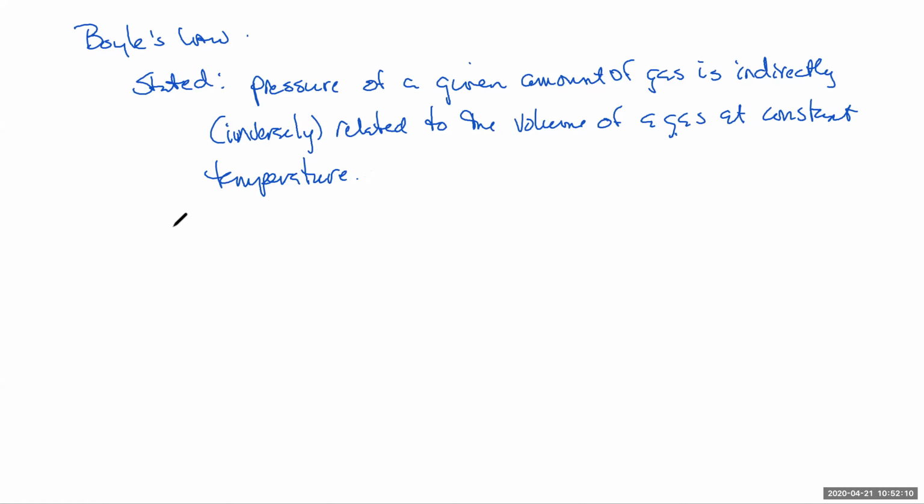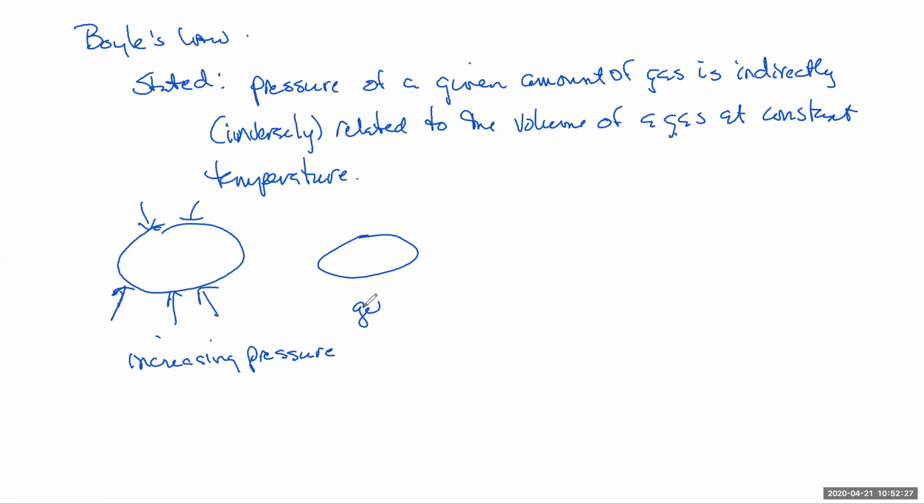And if you think about it, it's kind of easy. If you have a balloon filled with gas and I smush on it, squeeze it in my hands, I'm increasing the pressure. What's going to happen to the size of the balloon if I smush on it from the outside? The balloon's going to get smaller. So that is an indirect relationship. If pressure goes up, volume goes down.